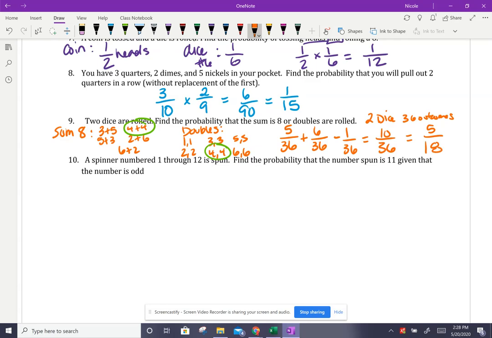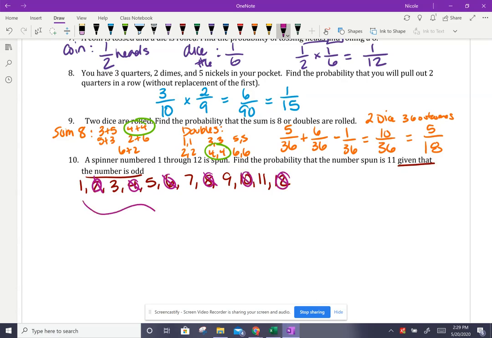And our last question says a spinner numbered 1 through 12 is spun. Find the probability that the number is 11 given that the number is odd. When it says given that the number is odd, I only have odd numbers as possible outcomes now. So think about 1, 2, 3, 4, 5, 6, 7, 8, 9, 10, 11, and 12. I am no longer able to use any of the even numbers. So gone, gone, gone. All of your even numbers are gone.